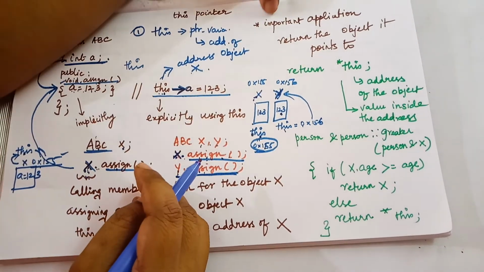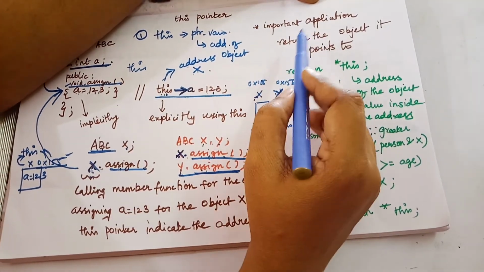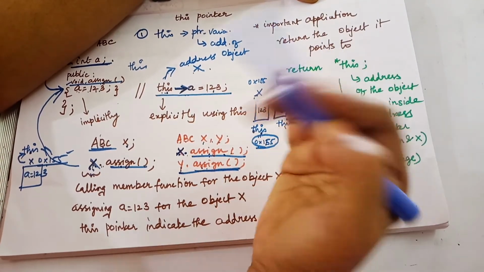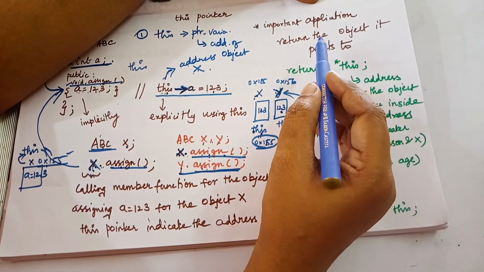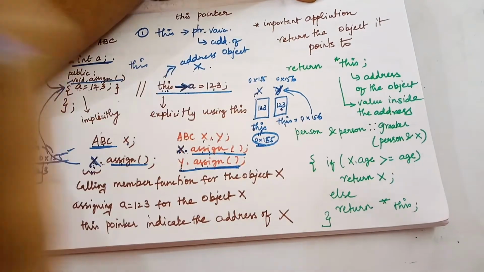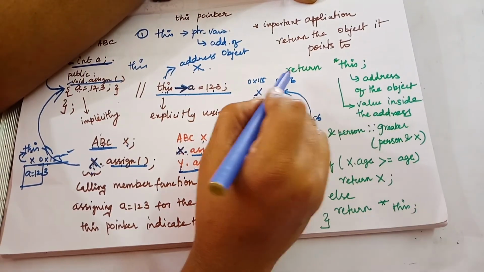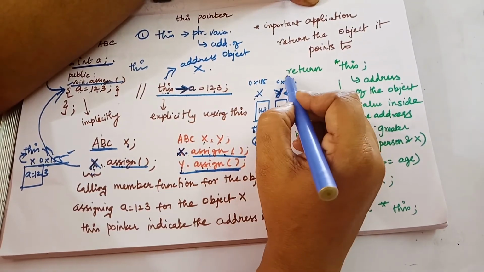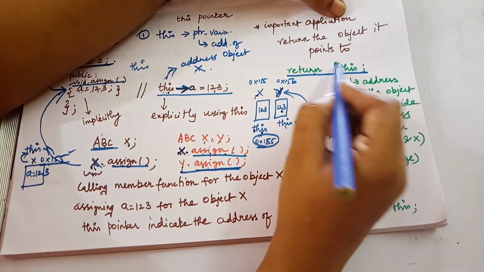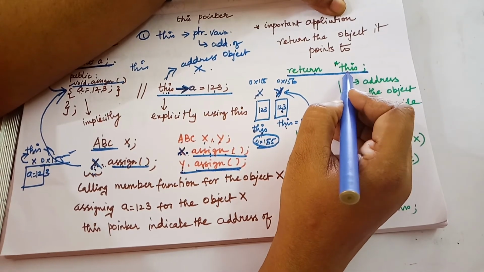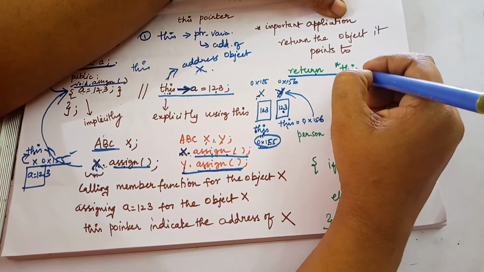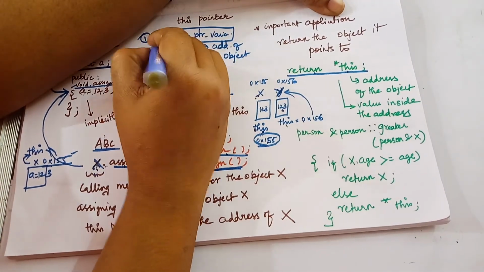Then the second important application is it returns the object it points to. So the return type, if you are giving the return type, using this keyword you are able to return the values. Right? So you will see using one example. See here, we can use a statement like this: return dereference operator this. Normally what I told, this is nothing but a pointer variable.